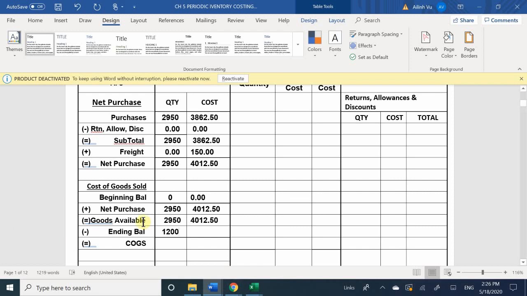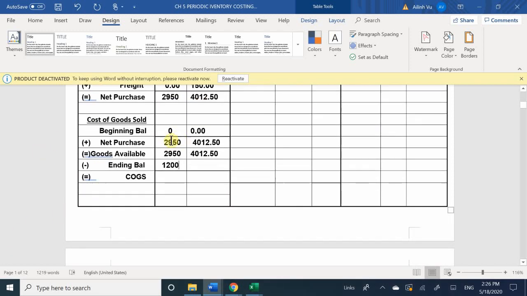Okay. So how do we solve for the number of units? Well, we get the cost of goods sold. The quantity is 1750. So we have to start taking off first in and then first out. Okay, hold on. Andrea, do you see how we got 1750? No. Okay.